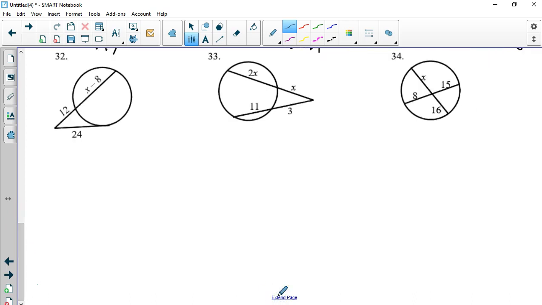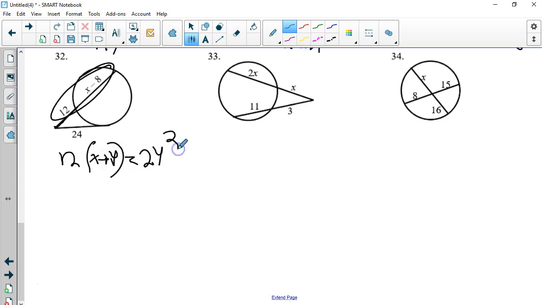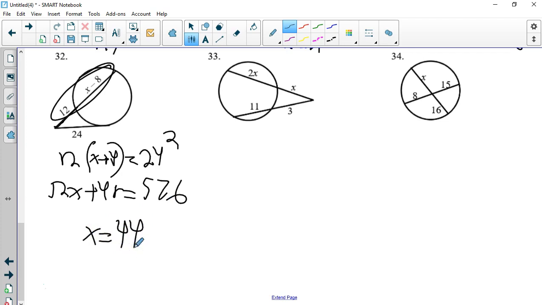All right, this one's a little bit different. This one is outside 12 times the total. 12 minus 8 is 4, so that's x plus 4 equals the tangent squared. So that's 12x plus 48 is equal to 576. Now if I subtract 48 and divide by 12, I get x equals 44.